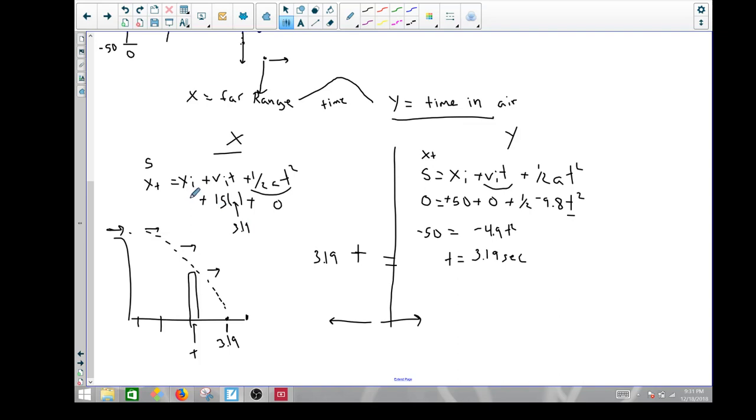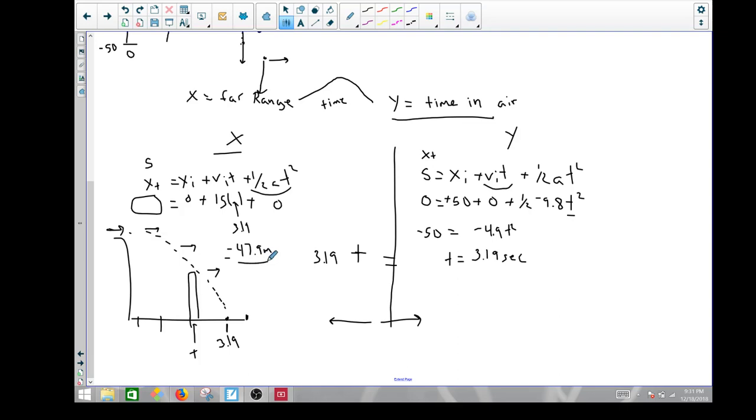And my location horizontally is just 0 initially. And I'm solving for this guy right here. Okay. All right. So 3.19 times 15. There we go. 47.9 meters. So x equals 47.9 meters. Okay.